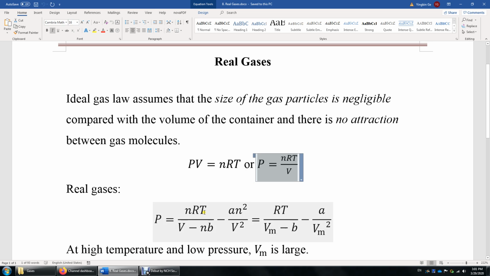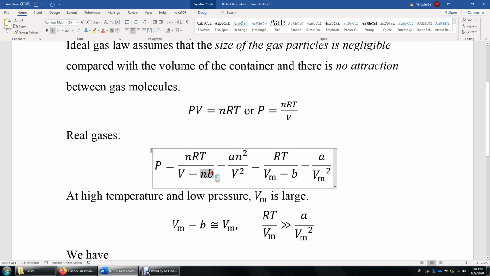We need to subtract this nB from the volume of the container. Let me explain this nB. n is the number of moles of the water molecules. B is the size of 1 mole of water molecules. B is roughly 20 milliliters per mole. Again, this is because 1 mole of ice has a volume of roughly 20 milliliters.